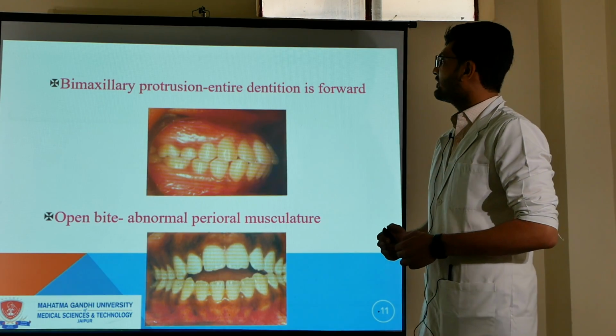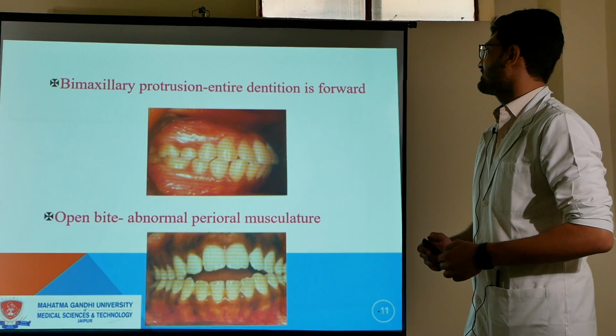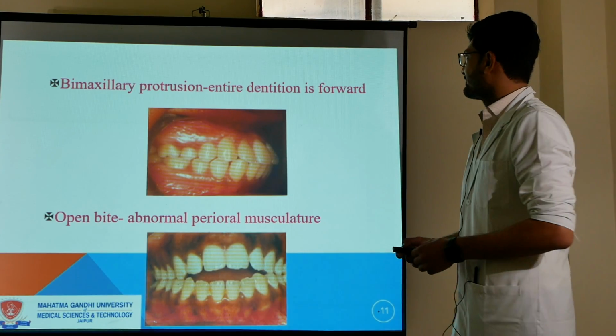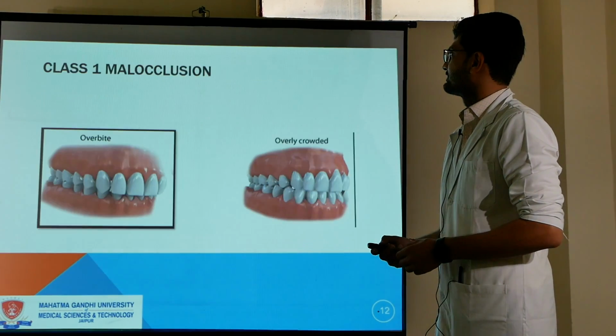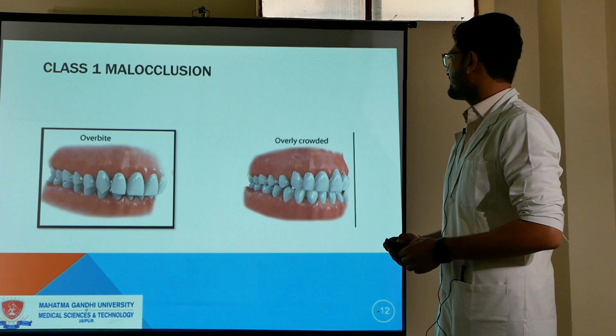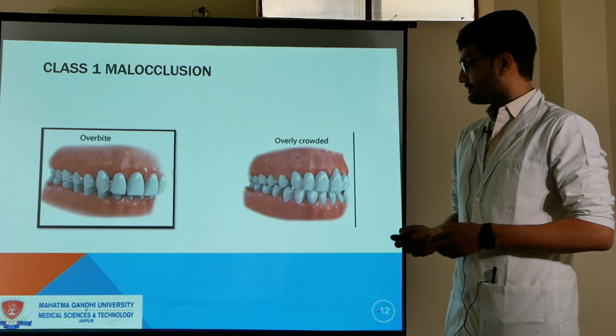So variation from the normal suggests bimaxillary protrusion in which the entire dentition is forward, open bite in which abnormal perioral musculature is present, sometimes deep bite in which overbite is increased, sometimes situations in which there is overt crowding.